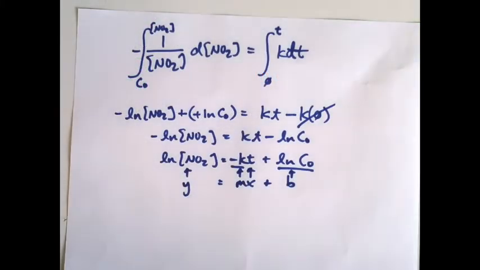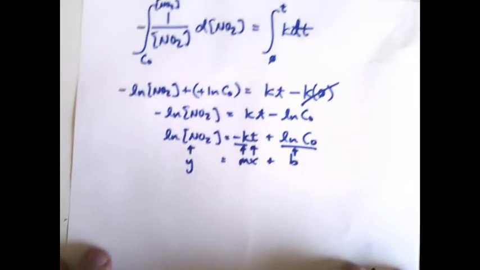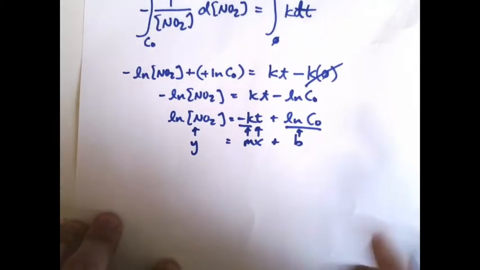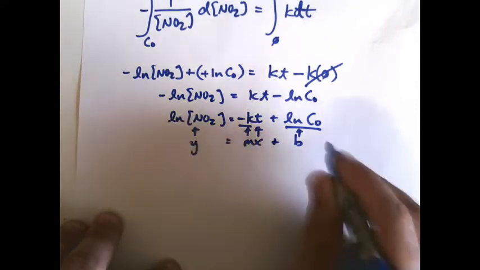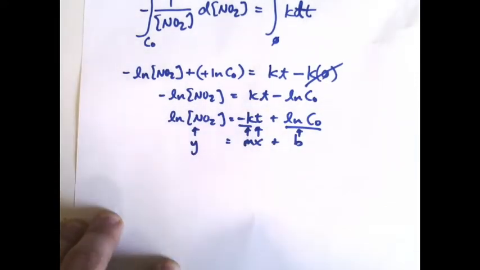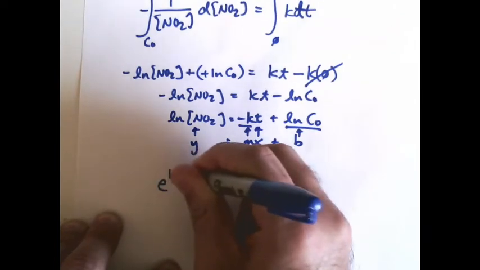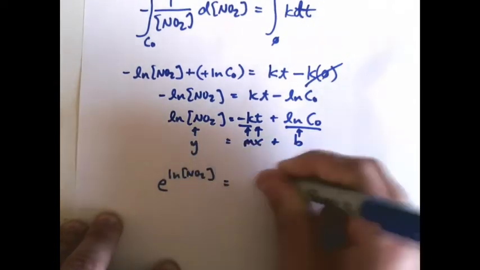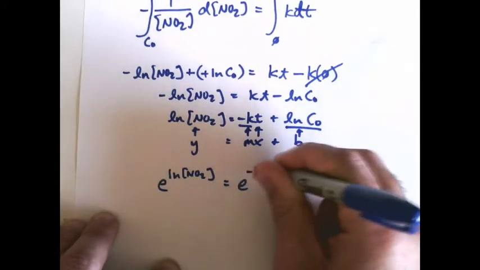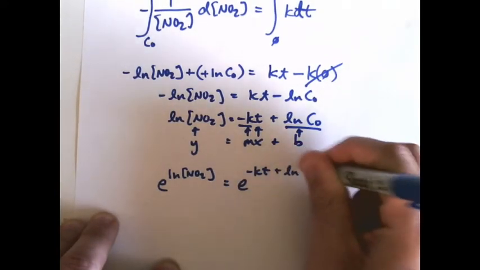Going further, if I want to look at just what that concentration versus time graph would look like, well, I'm almost there to begin with. We'll just go ahead and take this entire expression right here and do e to that. So we'd have e to the ln of NO2, equals e to the negative KT plus ln of C naught.